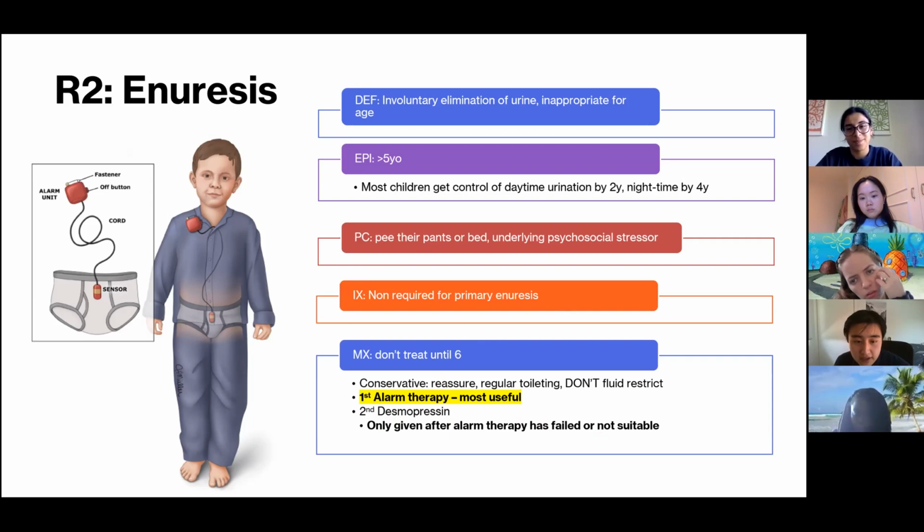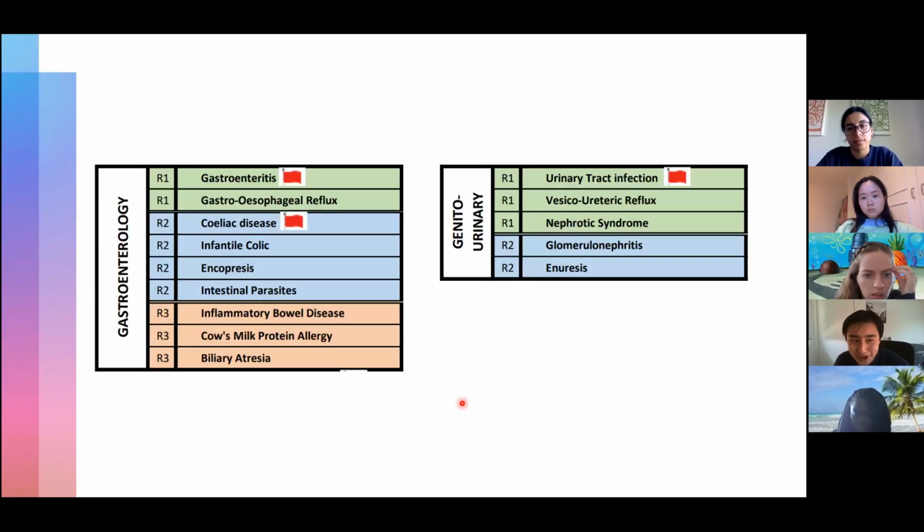All right. And finally, desmopressin is second line, so you only give it after alarm therapy has failed. So in summary, we went through gastro and renal conditions today.